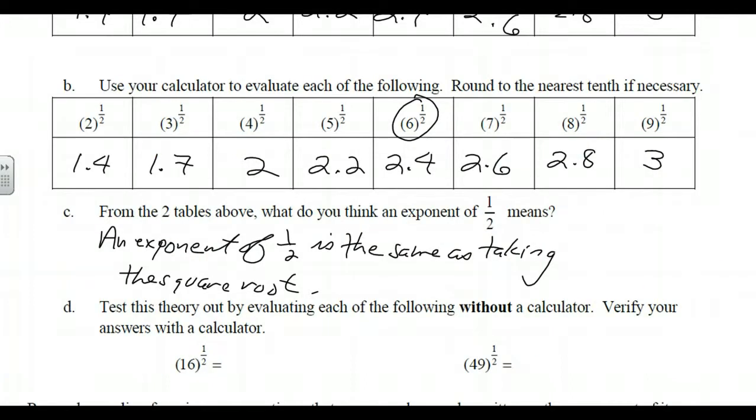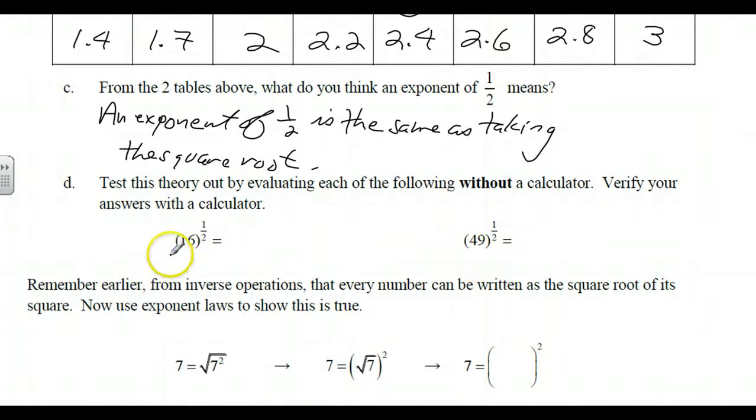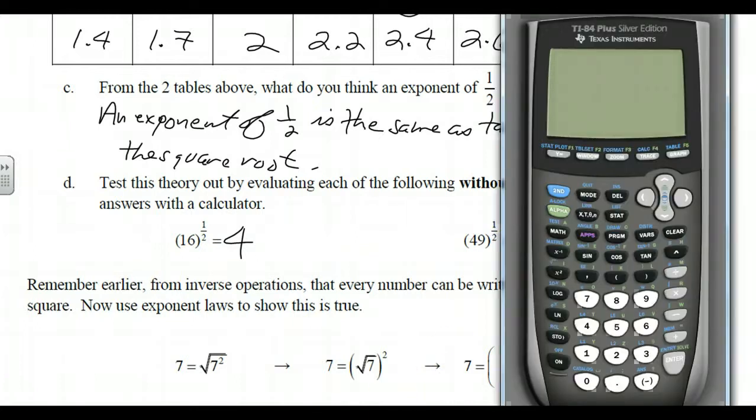Okay, let's try that out. 16 to the 1/2. So we think that should be the square root of 16, which is 4, and 49 to the 1/2 would be 7. Okay, let's check that out on our calculator. Clear. 16 to the power of 1/2, 4.